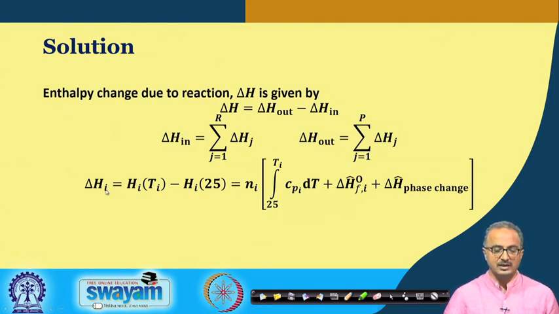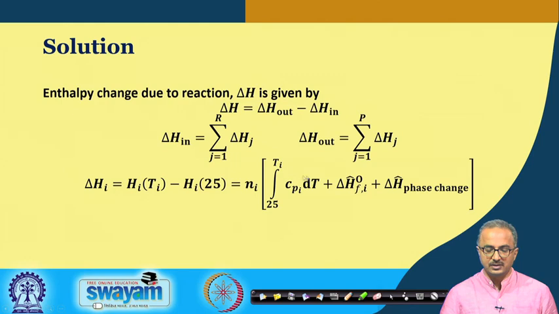And we know that this is the delta Hi, which is the enthalpy at the given temperature minus the enthalpy at the standard temperature, in this case 25 degrees centigrade. I am not writing this degrees centigrade every time. By default we are assuming that all the temperatures here are in degrees centigrade.